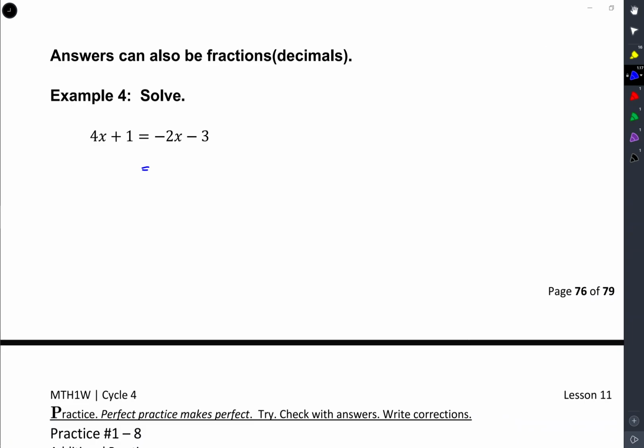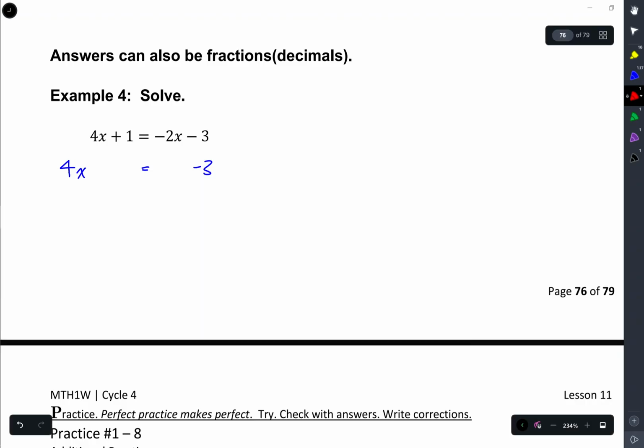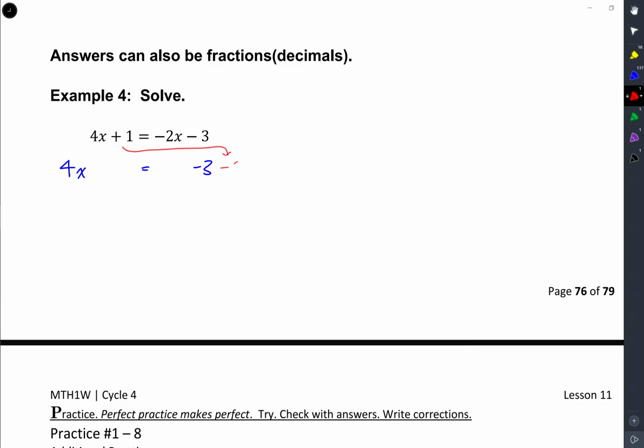Maybe I do letters on the left. 4x is bigger than negative 2x, so I'm going to leave the letters on the left. So we have 4x over here. On the right, we have this negative 3. Now on the left, we have this positive 1. So let's subtract 1 from both sides. If we subtract 1 from both sides, it'll disappear from the left, but it'll show up on the right as a subtract 3.